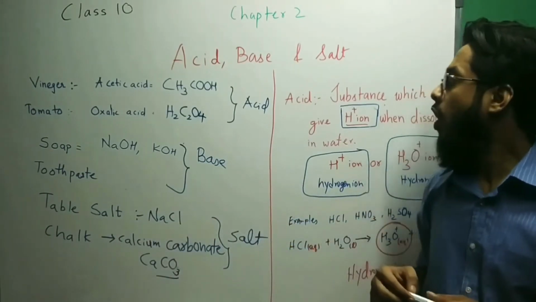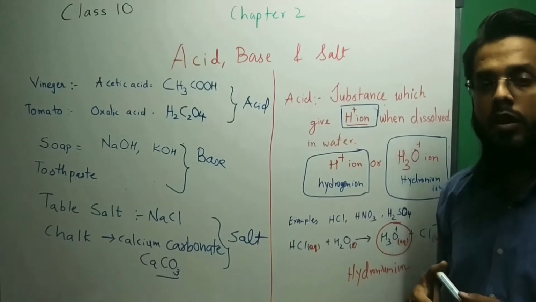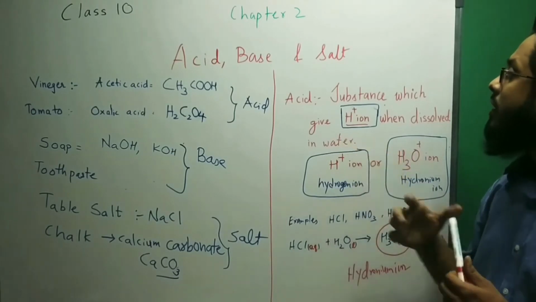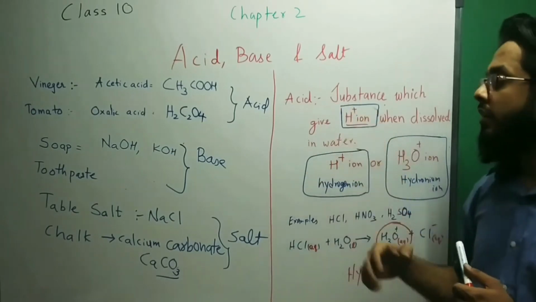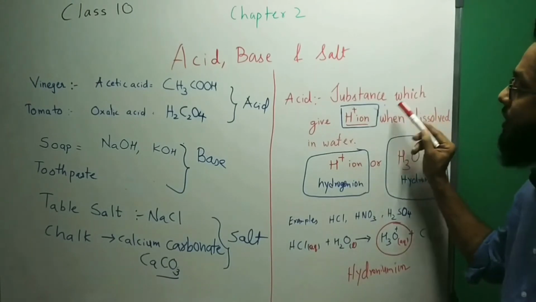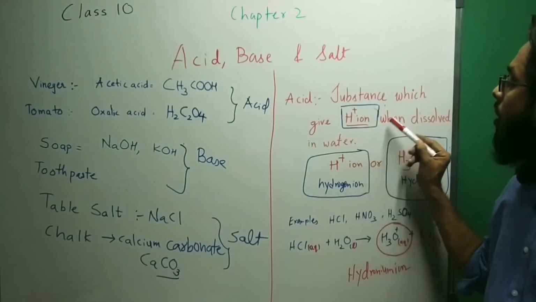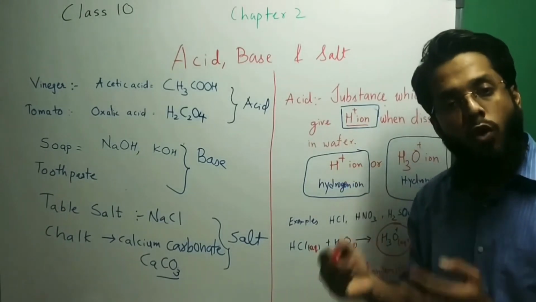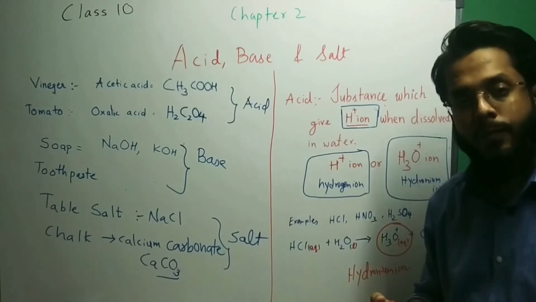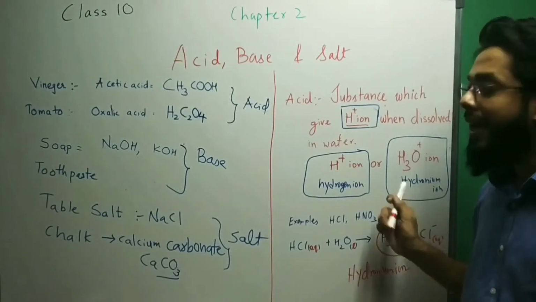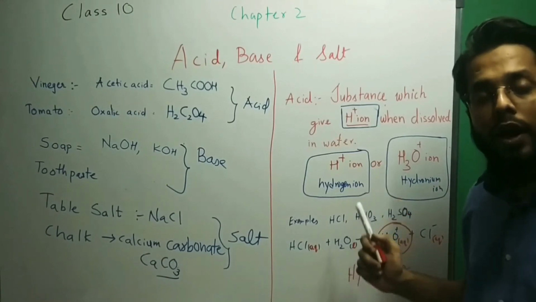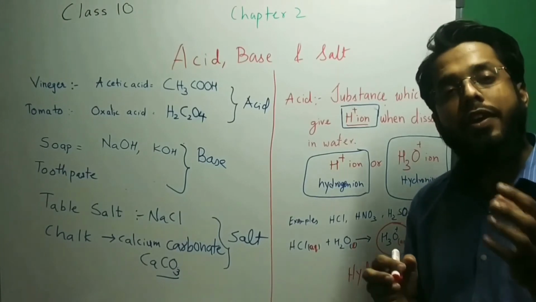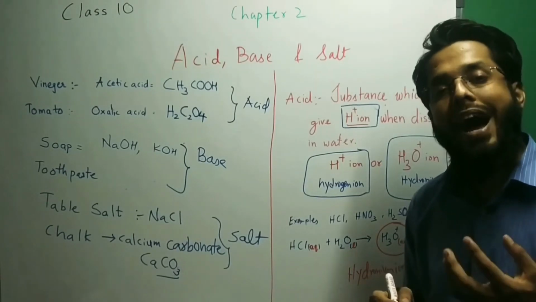Now let's talk about the definition of acid. According to Arrhenius, Arrhenius is the name of a scientist, he has given a definition of acid: those substances which give hydrogen ion when dissolved in water. And to be precise, I will say hydronium ion. Why? Because hydrogen ions are unstable, and when they react with water they form hydronium ion.